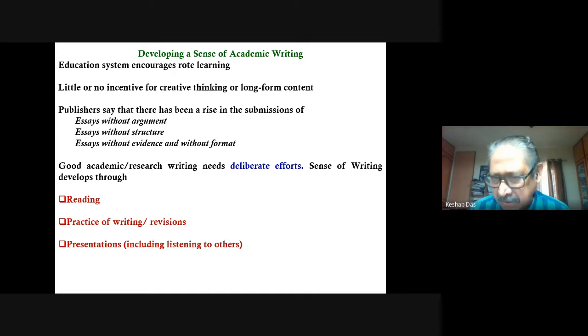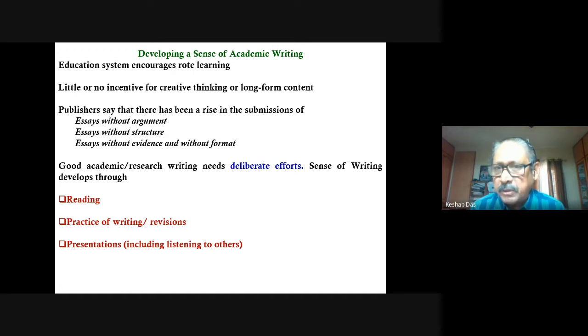Because the write-ups are without arguments, without a structure, without evidence, and without a format. In fact, as Amarendra was mentioning, I happen to be the executive editor of the Odisha Economic Journal. We get papers from all over the country, not just from Odisha. In fact, a large number of articles come from almost all the states. And I'm very sorry to say that the rejection rate is very, very high.